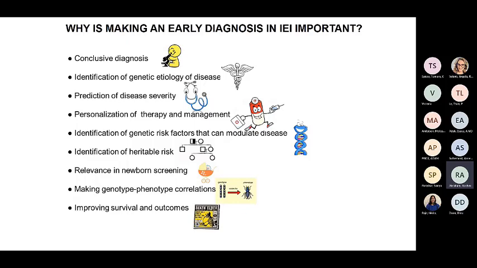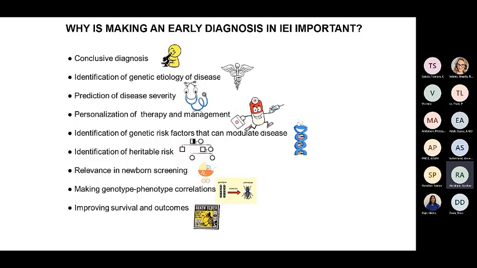But I think, again, just like with the evolution in our understanding, not many of us would dispute that making an early diagnosis is important, because once you have a genetic diagnosis, or you can correlate a particular clinical phenotype to a particular immunological and genetic diagnosis, then of course you're able to understand the etiology of that disease. You're able to do some prognostication. You can see what tools are there therapeutically for management of those patients. You can do some prediction of risk factors that can modulate disease. You can, of course, counsel patients, because it's hard to do genetic counseling without a genetic diagnosis.